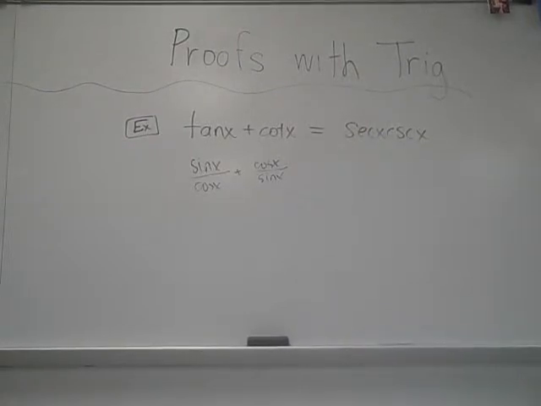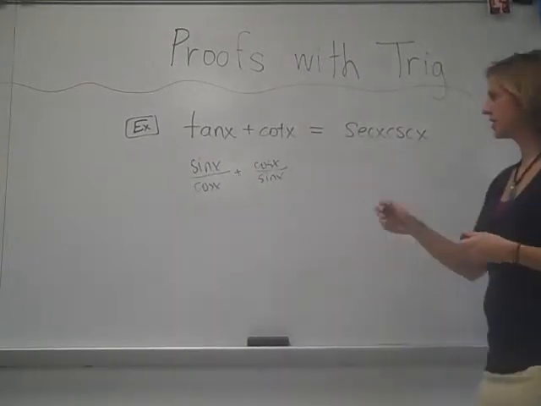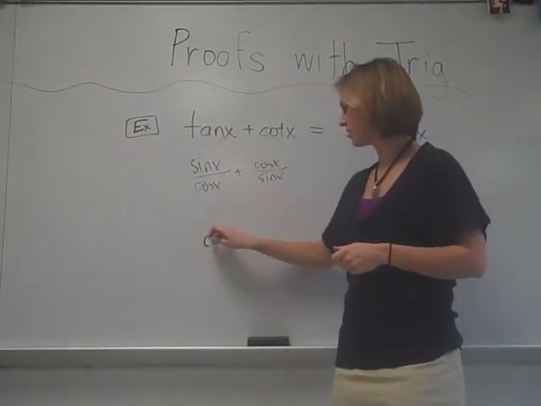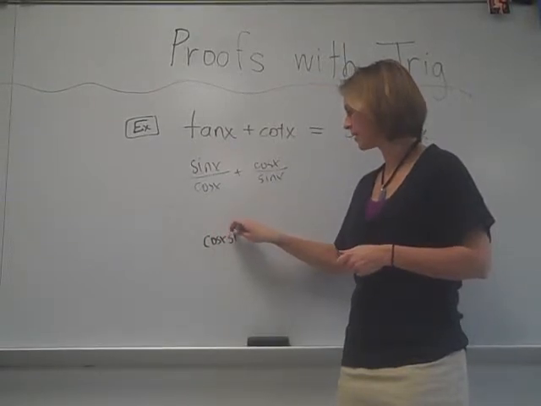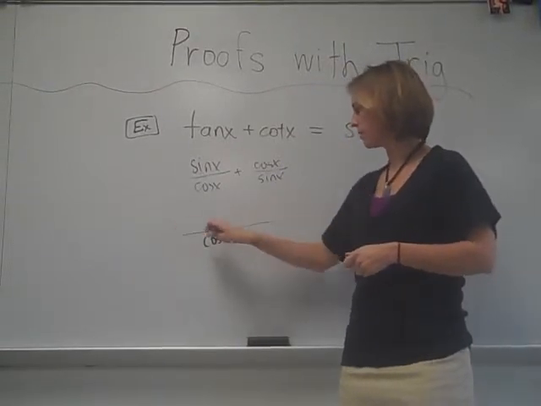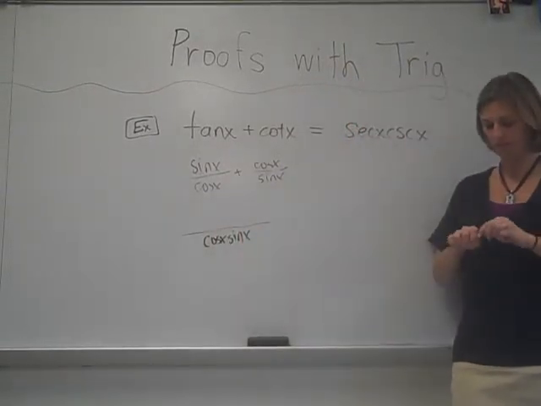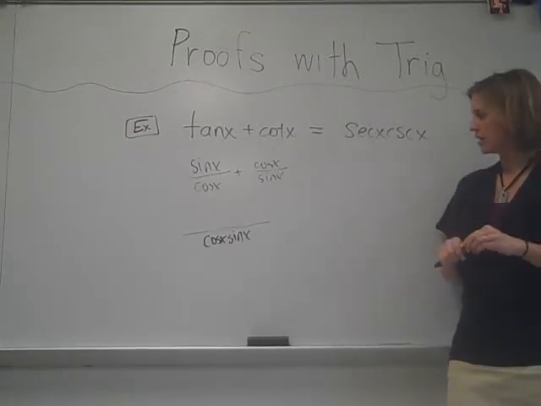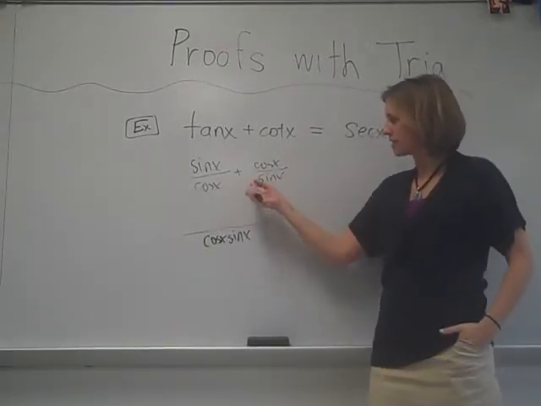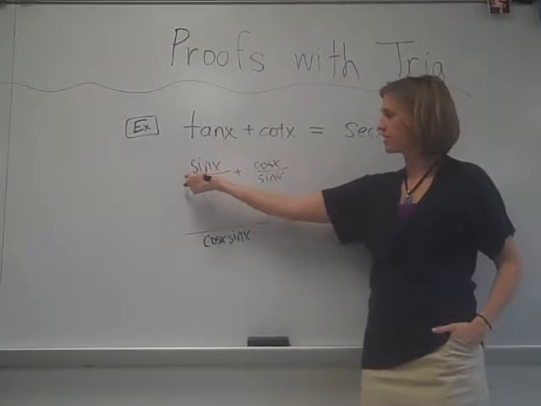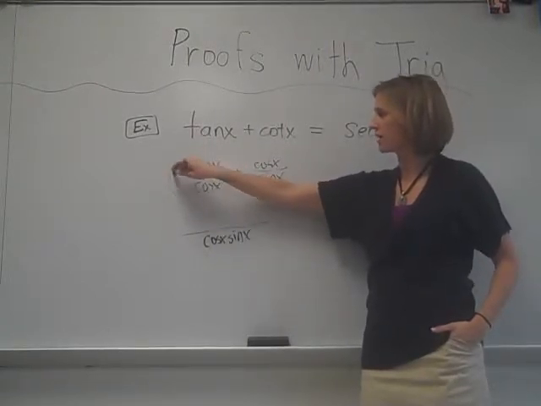And then, what might I do if I have a fraction that's not together? Common denominator. So I would say this is cosine x times sine x. I always confuse people when I make common denominators. I think we talked about this before. So if this one needs a sine, then I'm going to multiply by sine over sine, just this guy.